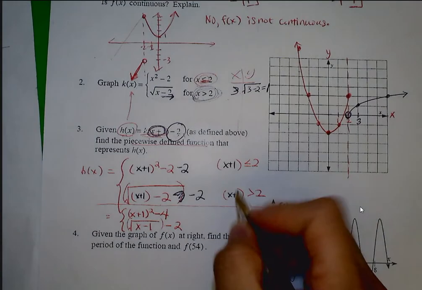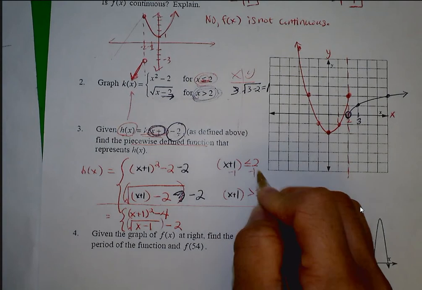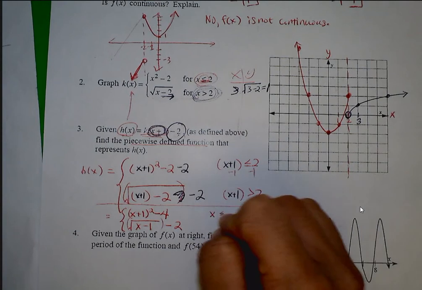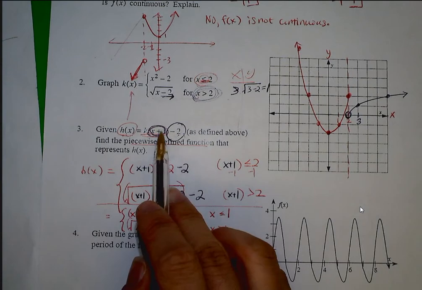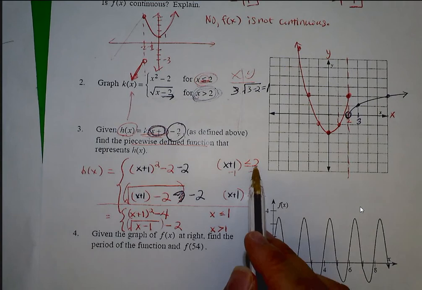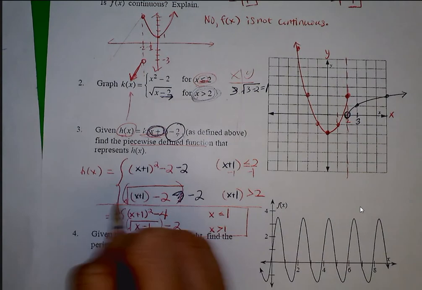For my transition points, if I subtract 1 on both sides so I get x by itself, I'm going to have x is less than or equal to 1, and over here x is greater than 1. Which makes sense, since I shifted the whole graph to the left by 1, instead of my transition point being at 2, it's going to be shifted over left to 1. It's going to be here. So this is my new function. Alright?